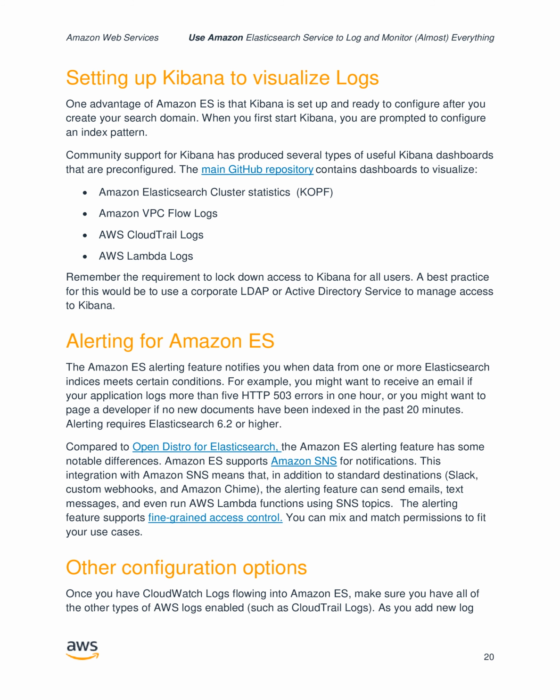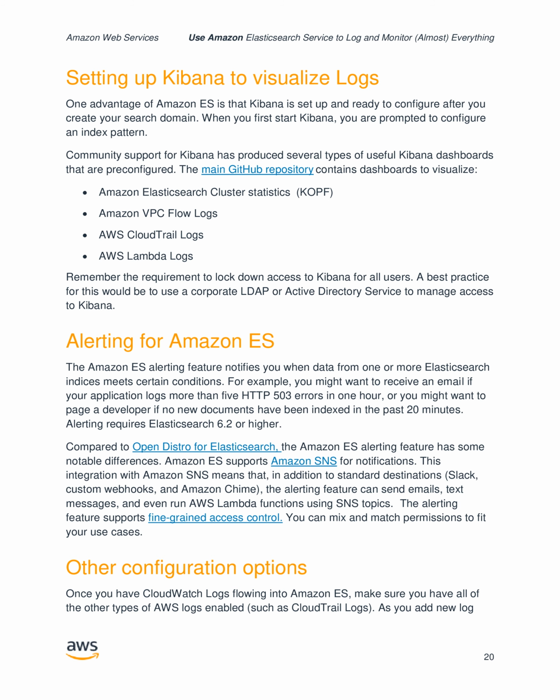Setting up Kibana to visualize logs. One advantage of Amazon S is that Kibana is set up and ready to configure after you create your search domain. When you first start Kibana, you are prompted to configure an index pattern. Community support for Kibana has produced several types of useful Kibana dashboards that are pre-configured. The main GitHub repository contains dashboards to visualize Amazon Elasticsearch Cluster Statistics, KOPF, Amazon VPC Flow Logs, AWS CloudTrail Logs, AWS Lambda Logs. Remember the requirement to lock down access to Kibana for all users. A best practice for this would be to use a corporate LDAP or Active Directory service to manage access to Kibana.